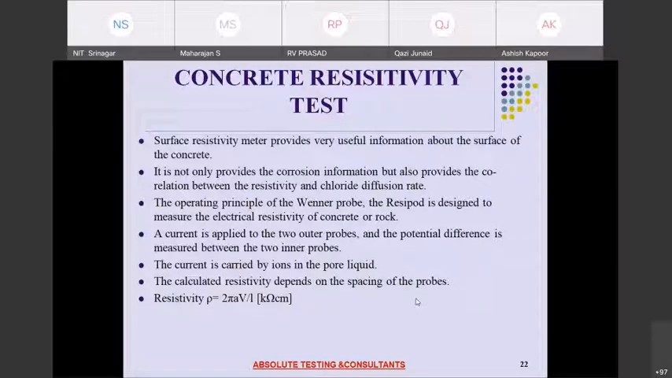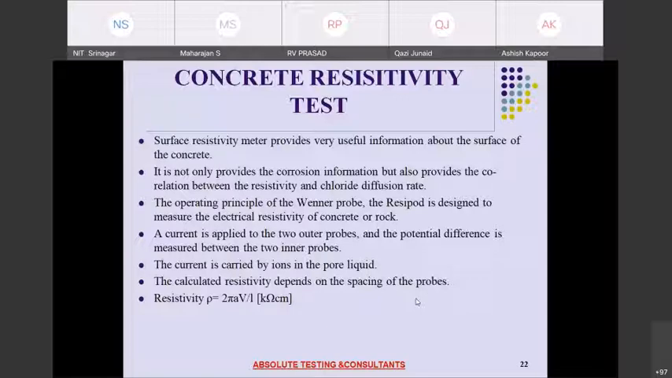It gives you the likelihood of corrosion. So the surface resistivity meter provides very useful information about the surface of the concrete. It not only provides the corrosion information, but also the correlation between the resistivity and chloride diffusion rate.